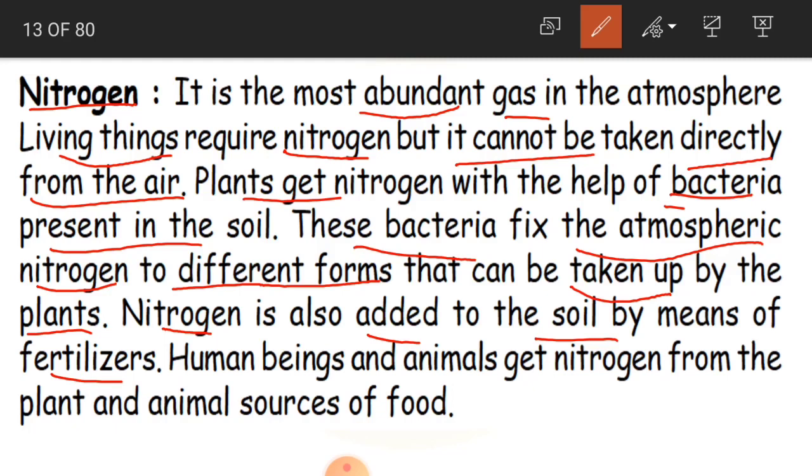And human beings and animals get nitrogen from plant and animal sources of food. How do these living things get the nitrogen? We are going to eat food of the plant and the animal. Plant food like vegetables, fruits, green leaves, all that we have as our food. Even animals also eat plants. So this nitrogen is absorbed from that food. Our body takes nitrogen from the plant food and the animal food. Okay children, because plants take nitrogen from the soil and we are going to take nitrogen from them. Clear? So this is about nitrogen.